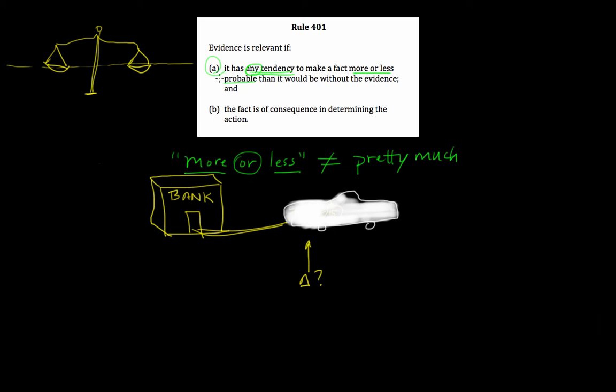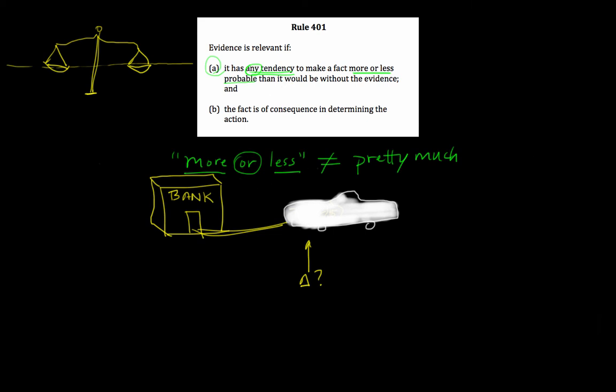Now remember, the key here is any tendency. Evidence doesn't have to definitively prove that a fact is true or not true. It doesn't even have to strongly suggest that the fact is true or not true. It just needs to have any tendency to nudge the fact finder one way or the other. And in this case, I think the testimony about the white car makes it ever so slightly more likely that the defendant did it. So the witness's testimony about the white car satisfies the first part of this definition of relevance. Okay, so let's do another example.